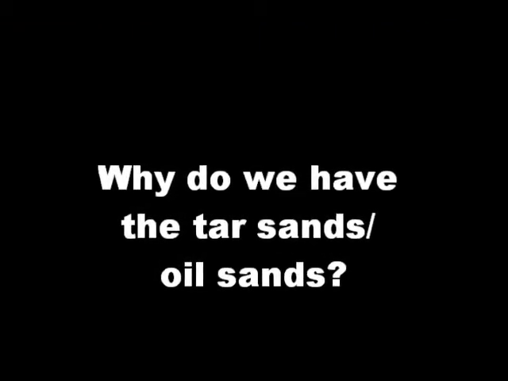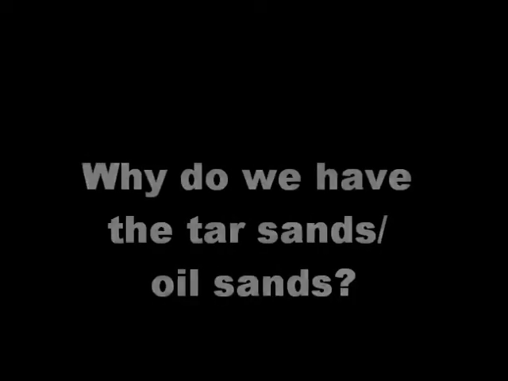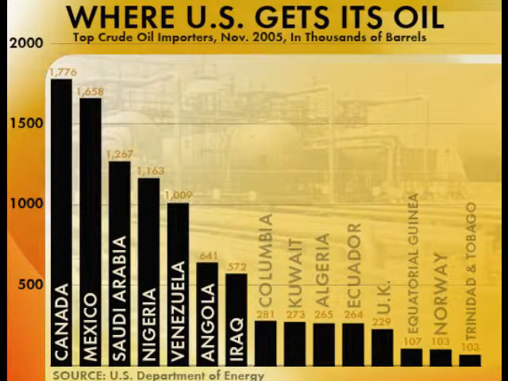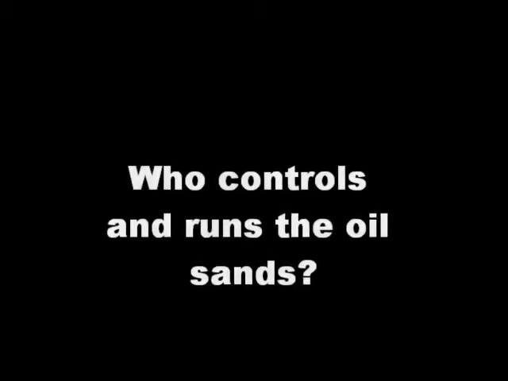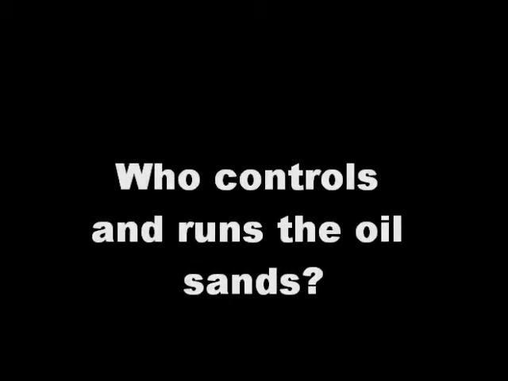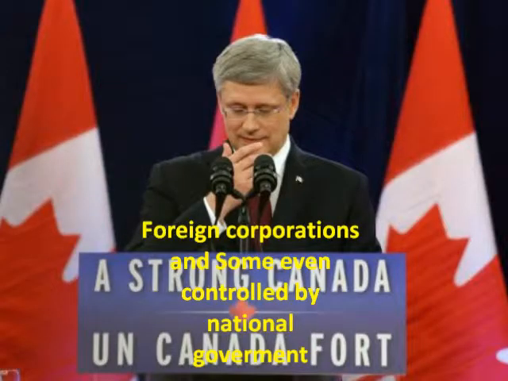Why do we have the tar sands, slash, oil sands? Alberta's oil sands are a growing contributor to the world oil supply and a stable energy source for domestic and international markets, for example, the United States. Who controls and runs the oil sands? Number one is foreign corporations, and number two is some are controlled by national government, for example, Stephen Harper.